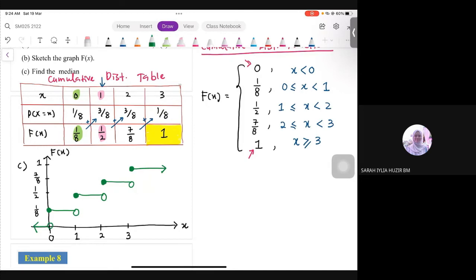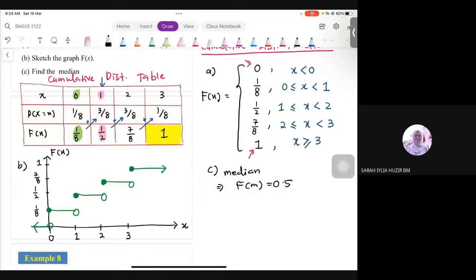Oh, ini soalan B. Sorry. Salah label. Ini soalan A. Okay. Last one, C. We have to find the median. So for median, just remember F(M) equal to 0.5.